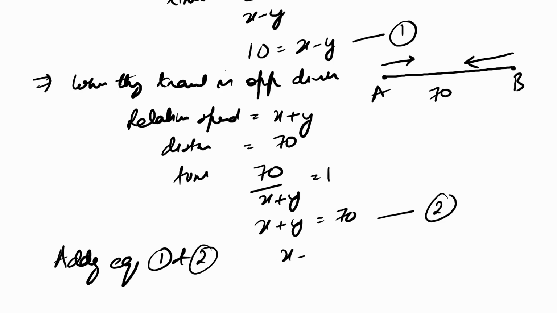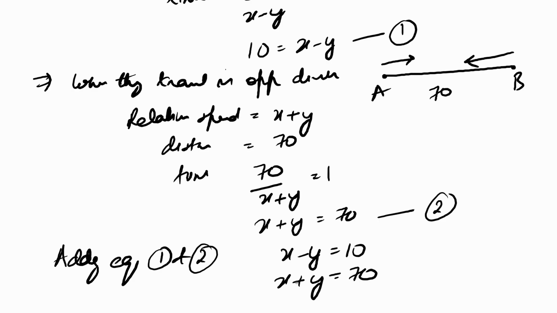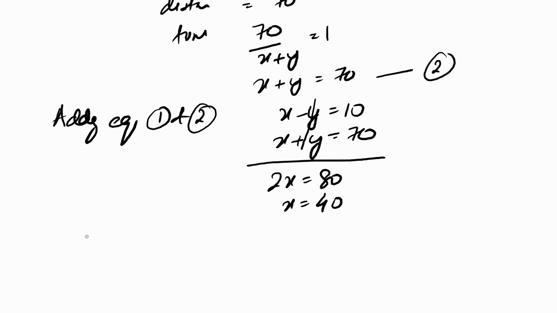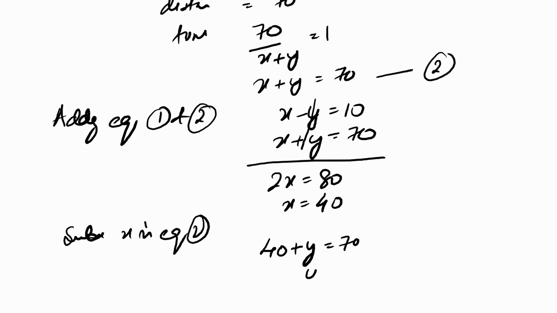So this will become x minus y is equal to 10 and x plus y is equal to 70. Okay. So when we add them, the y terms will cancel. This will become 2x is equal to 80, x is equal to 40. I will substitute x in equation 2. Substituting x in equation 2, this will become 40 plus y is equal to 70, y is equal to 30.